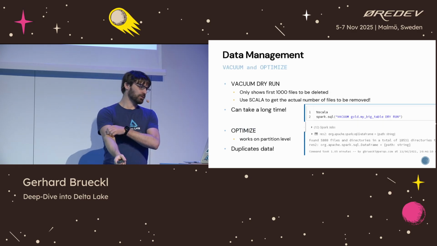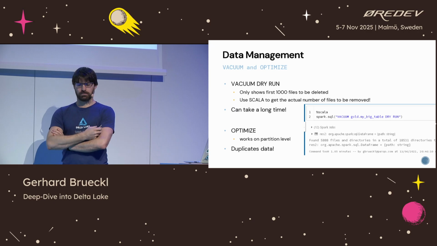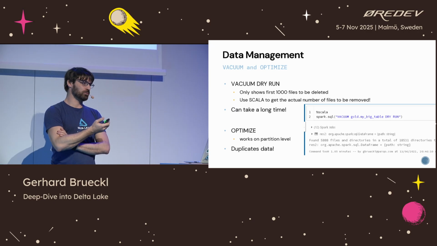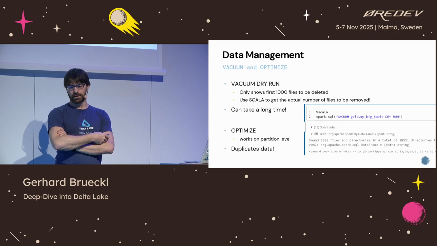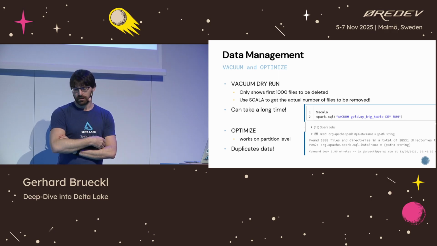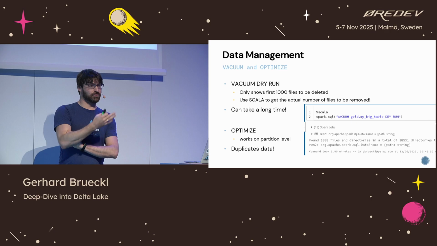So when you run a vacuum, you probably want to know how many files it's going to remove. There is an option called vacuum dry run, which just analyzes the transaction log and gives you a list or a number of files that would be deleted if you run that very same vacuum command.